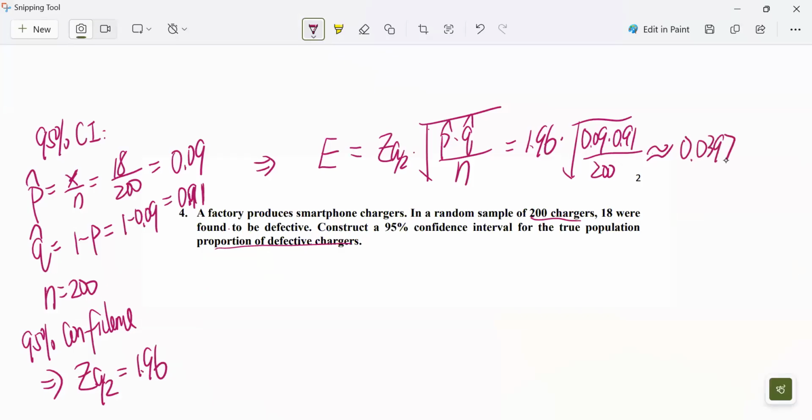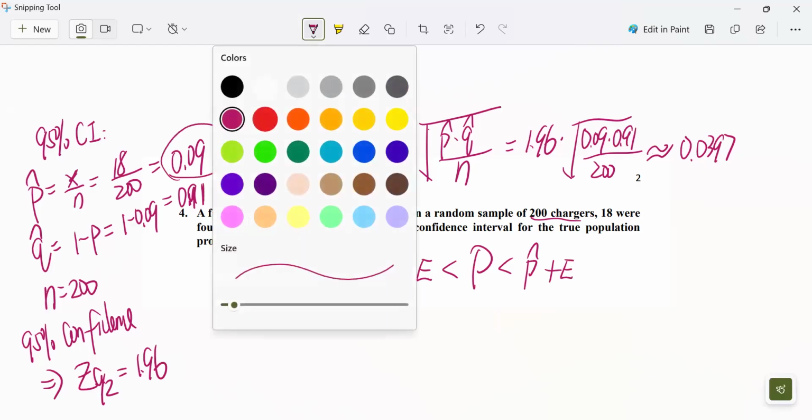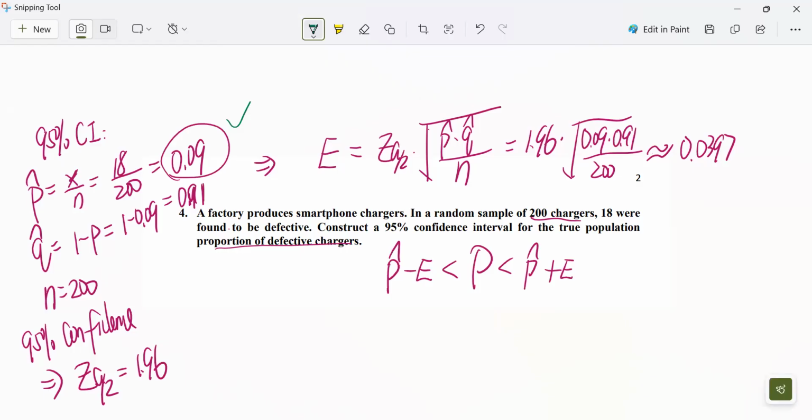0.0397. Now from there, we construct a 95% confidence interval using the p hat, which is sample proportion minus margin error. That's lower limit. p hat plus margin error. So p hat is this 0.09. So it's 0.09 minus 0.0397. That's lower limit. Upper limit is 0.09 plus 0.0397.